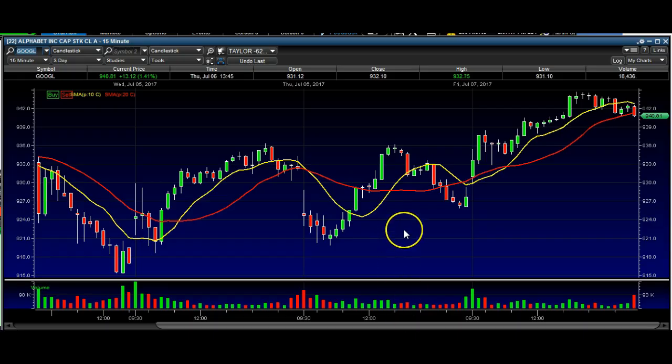Alright, so we're going to take a look at this Google trade here, and we're going to be focusing on this day right here. This is Thursday of last week. Alright, and we were looking for some bounces on Google. We got that gap down, and I prepared members on the private Twitter feed.